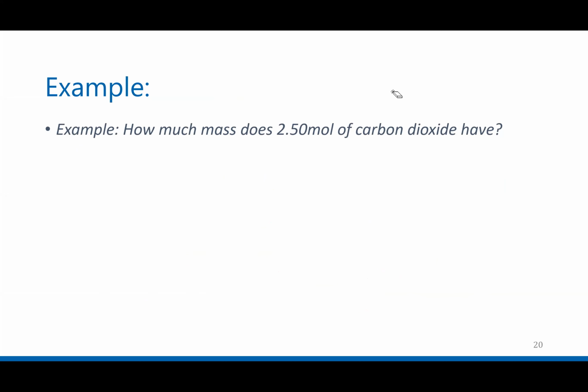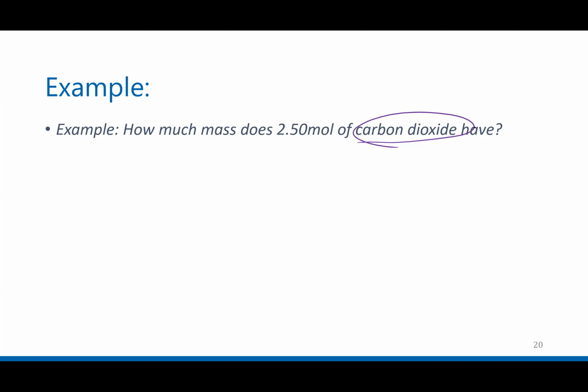Okay, what about this example? Example number 2. How much mass does 2.5 moles of carbon dioxide have? So how much mass does 2.5 mole of CO2 have? Well, I guess I kind of ruined... Sorry, guys, something stuck in my throat there. I guess I kind of ruined step 1.